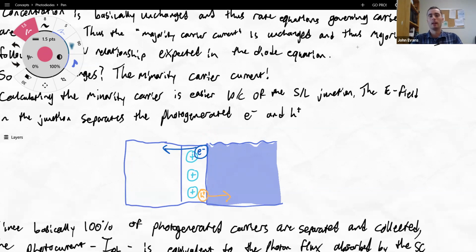All right. Now, because of this electric field, and usually the strength of it versus how quickly things recombine, we can make the approximation that all of the photogenerated electrons and holes are completely separated, and none of them are going to recombine before they move away and before they cause some of this minority carrier current.